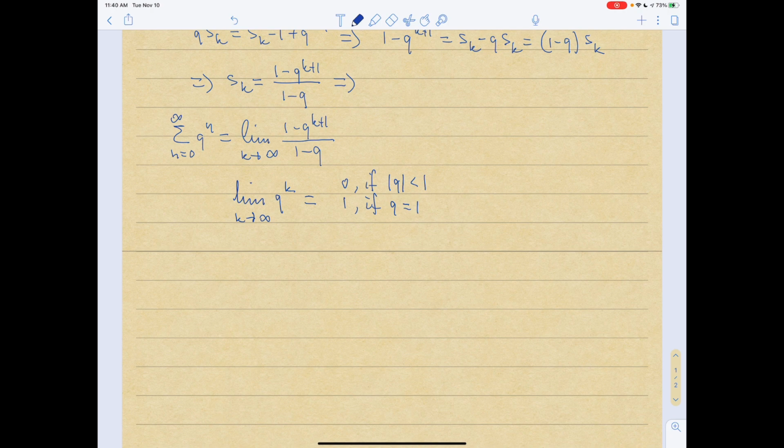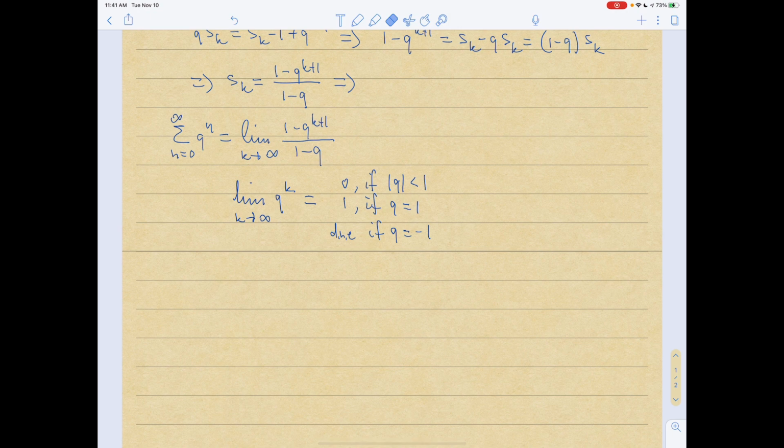If q is equal to minus 1, then what we get is minus 1 to the k, and that's a series which we investigated ad nauseam already. So then the limit does not exist, right? Because the limit of minus 1 to the k does not exist. So DNE if q is equal to minus 1.